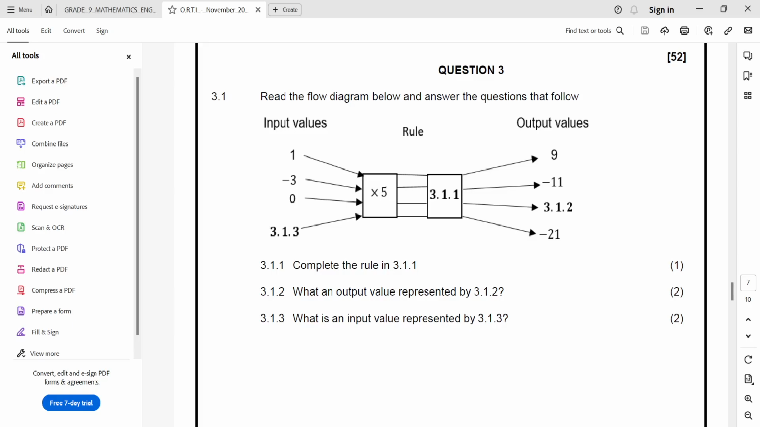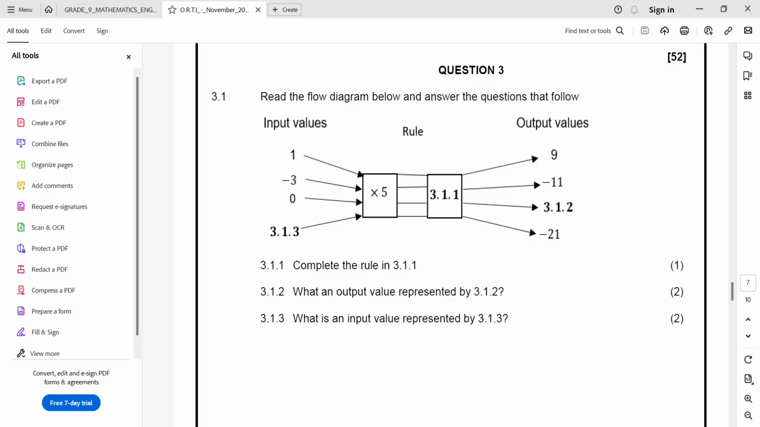We complete the rule by making sure that this statement is correct. When I say 1 multiplied by 5 plus or minus an unknown is equal to 9, what is that value? 1 multiplied by 5 is 5, plus or minus x is equal to 9. So I have to take this 5 to the other side. I'm left with plus or minus x is equal to 9 minus 5, which gives me plus 4, which means x is equal to 4. So to complete the statement, my answer is 1 multiplied by 5 plus 4 is equal to 9.